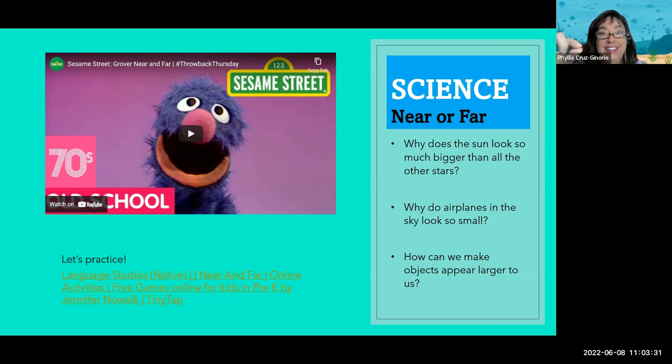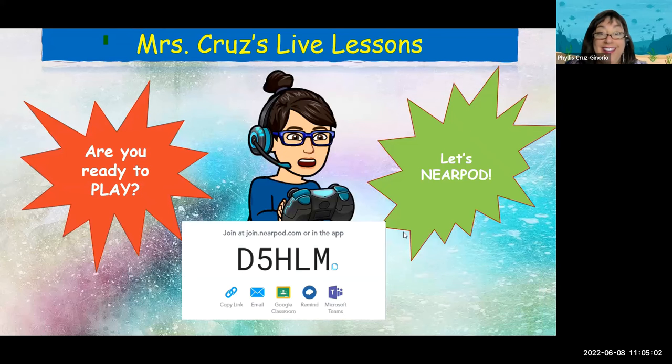Do you know that word? Distance. Yes. Now we have our code right here. I always type it in my chat so you have it. D5HLM. That is our code for the Nearpod, guys. When I share this with your families, you won't need a code. This is just to play online together. So you can join at any time, and we're going to practice a few minutes of it and then move on.